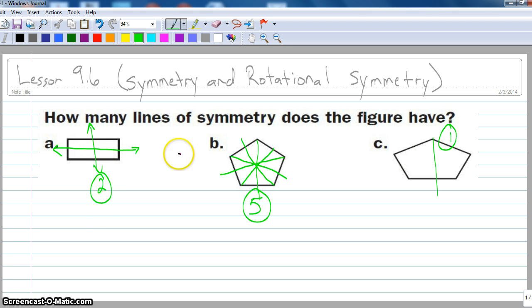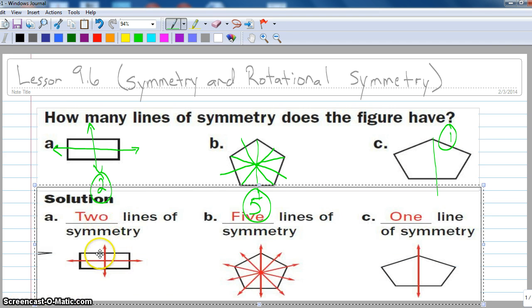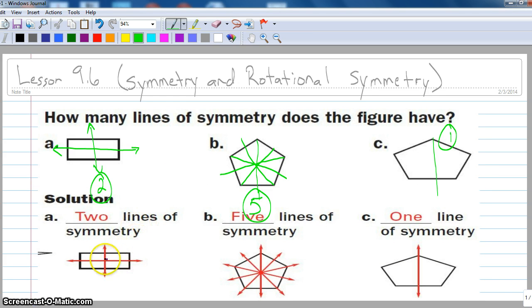Now, I can't draw perfectly, so I'm going to show you the key that has all of these broken down exactly in nice straight lines. So hold up. Here we go. So here's the rectangle that has the vertical and horizontal, which makes the 2. Here's the 5, perfectly, better than mine. And here's the 1 for this squished in pentagon. That's symmetry. Symmetry isn't very difficult.